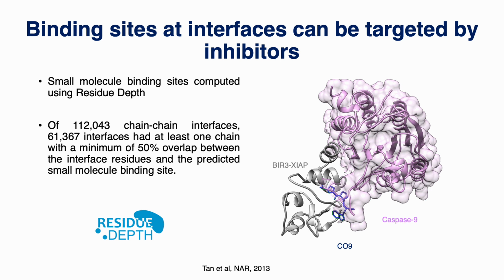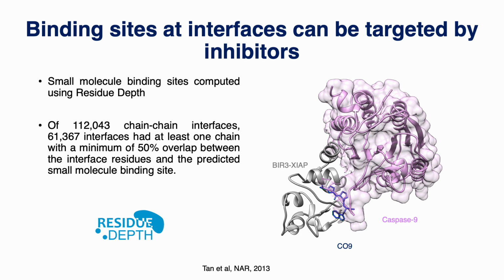of caspase 9 and BIR3 protein, and we see that the complex can be inhibited if in the binding site inhibitor CO9 is placed. So if the CO9 is present, then caspase 9 can't bind to BIR3. So if we have a data set of all the binding pockets of the interface, this could be used to inhibit interactions between protein interfaces.